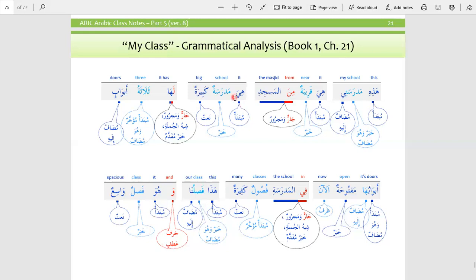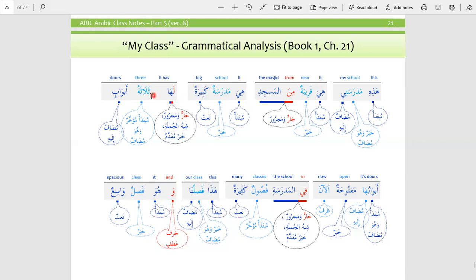Here, madrasatun kabiratun. Look at this concept. We've learned about this na't or man'ut. Here is the mubtada. Madrasatun is the khabarun. And the khabarun has got a na't, which is kabiratun. So why kabiratun? Because this is feminine. In this concept of na't, they are the same in gender and the same in number. So take note of that.